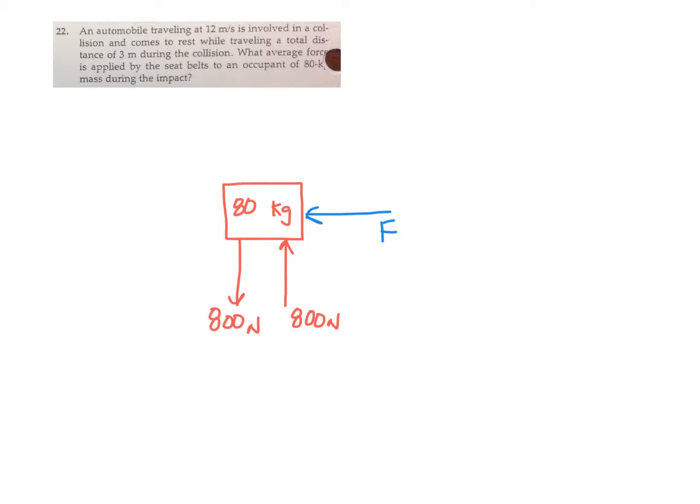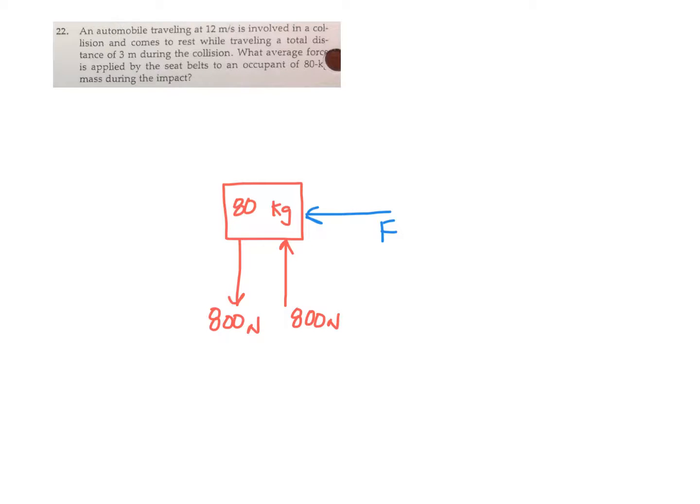So here's the free body force diagram for the person. 800 newtons of weight, 800 newtons of normal force holding the person up, and the force that's responsible for stopping the person in the accident is the seatbelt force. I labeled that in blue. There's probably a little bit of friction between the person and the seat as well. We're ignoring that. But the predominant force stopping this person is a seatbelt labeled F.